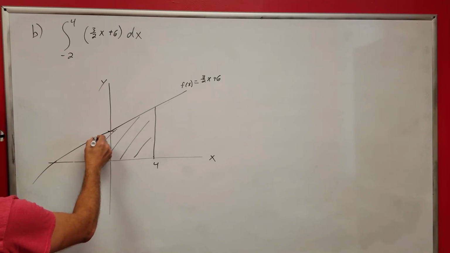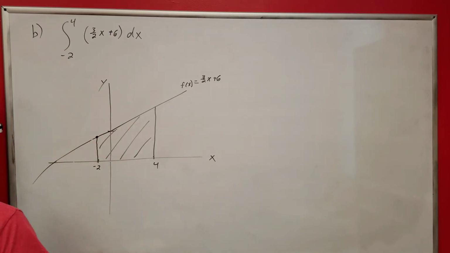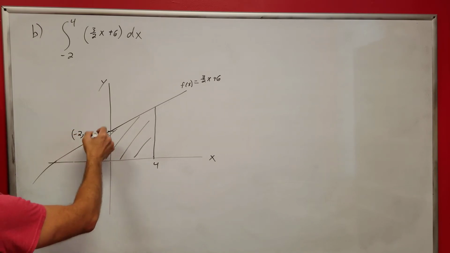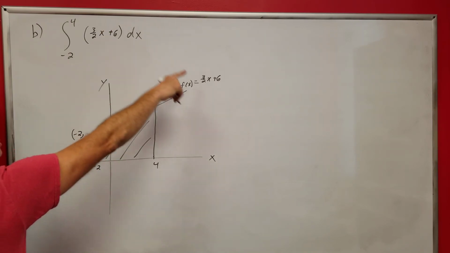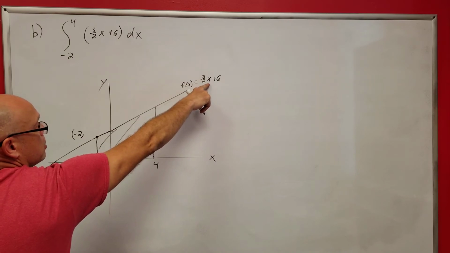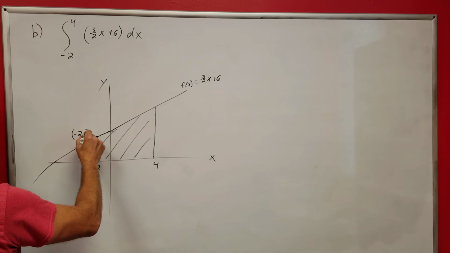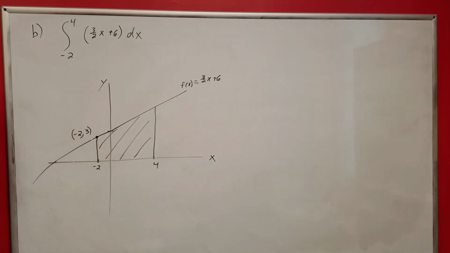Well, what is this point right here on your curve? That's a point negative 2 comma what? Well, sub in negative 2. Or here, doesn't matter. Negative 2, I'll get what? Negative 3 plus 6, and I'll get 3. So then, wouldn't that make the base length right here 3?